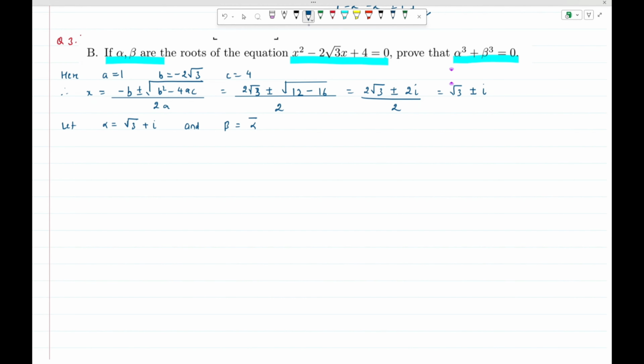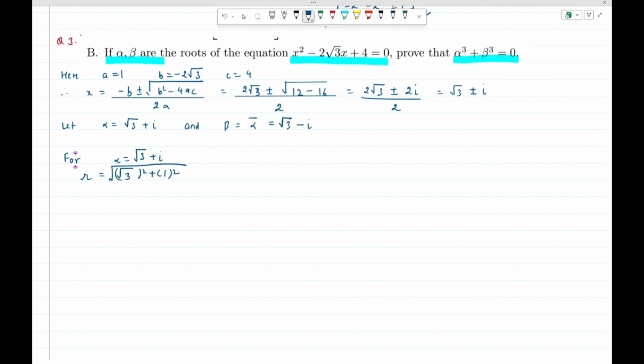So we can say that beta, which is alpha bar, is equal to square root of 3 minus i. Now we are going to take help of complex numbers. In particular, we are going to use the polar form, which will be followed by de Moivre's theorem. So for alpha equal to root 3 plus i, we will find out the modulus of alpha, denoted by r, and it is given as square root of 3 square plus 1 square, everything inside the square root.